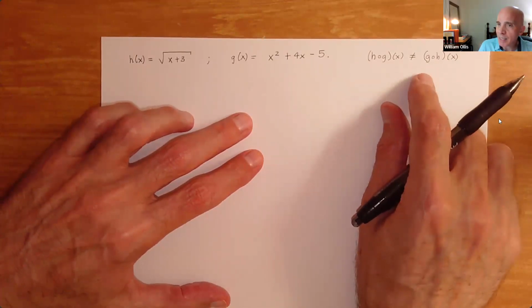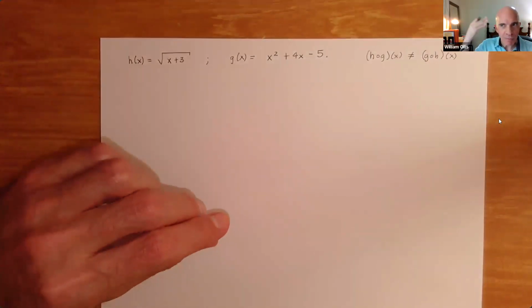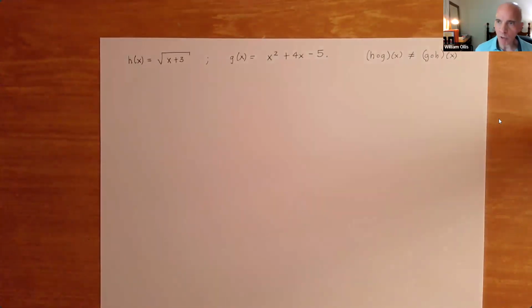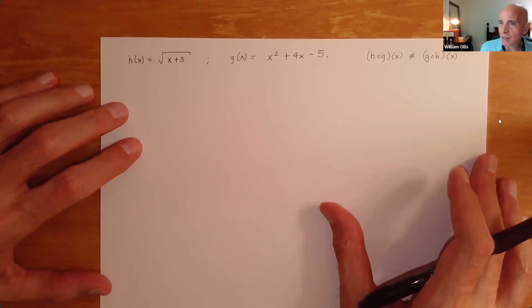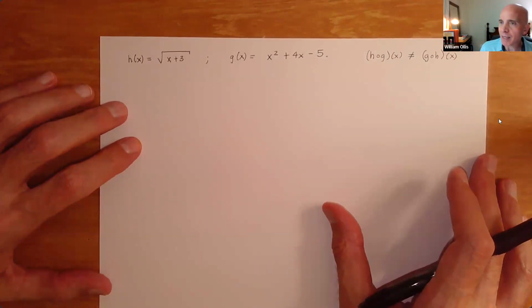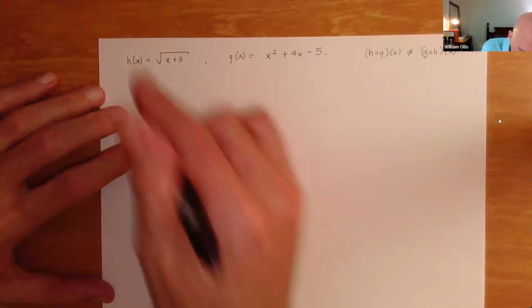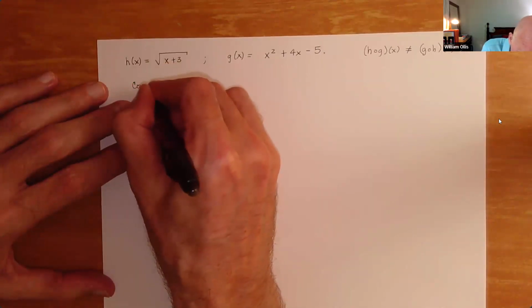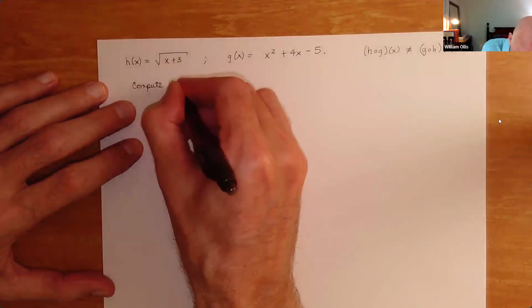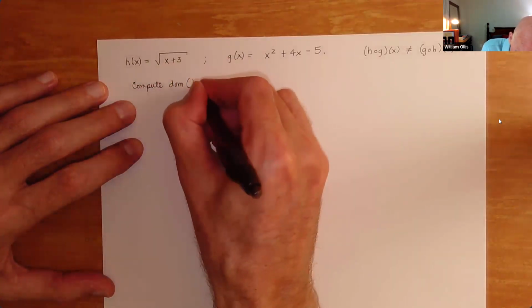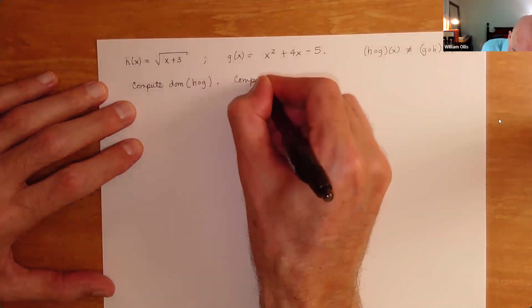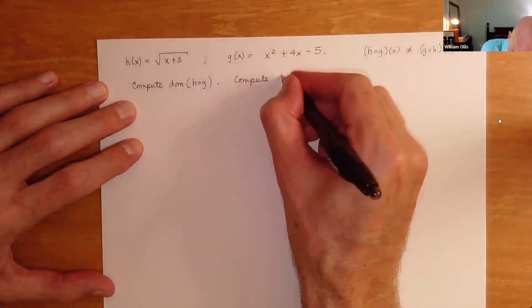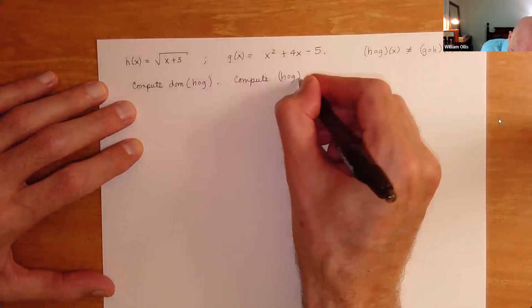So keep that in mind, and then also keep it moving around in your brain. When we get to one-to-one functions, there'll be a very specific outcome that will help you understand why we can actually define inverse functions. So now what we want to do is compute the domain of h circle g, and then compute the actual formula, h circle g of x.